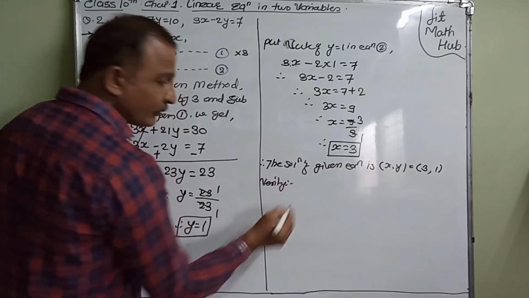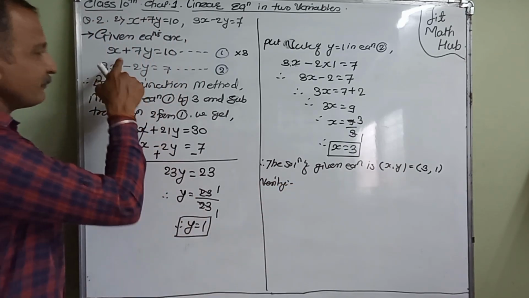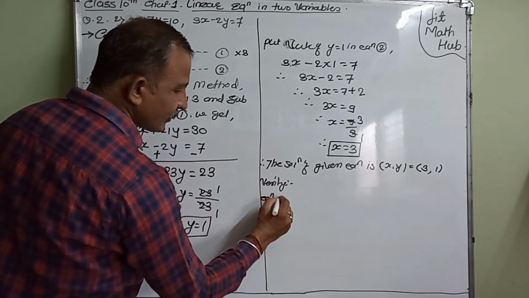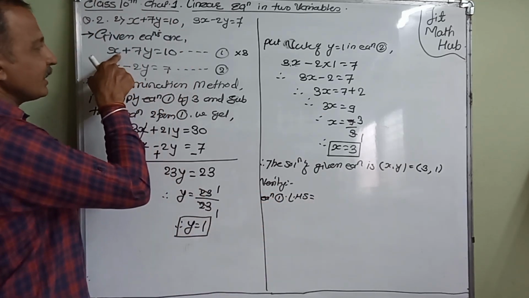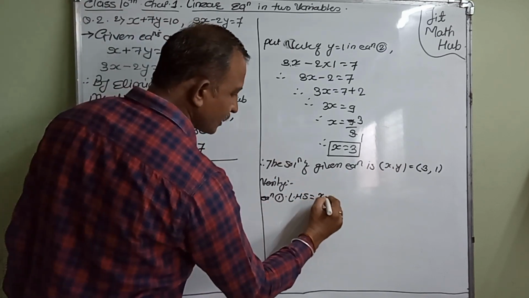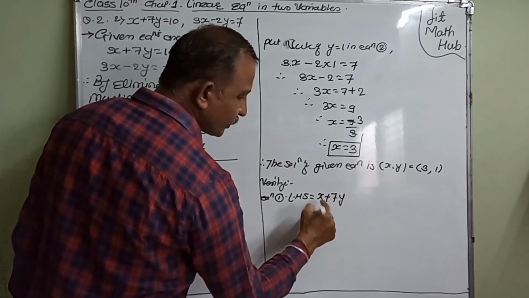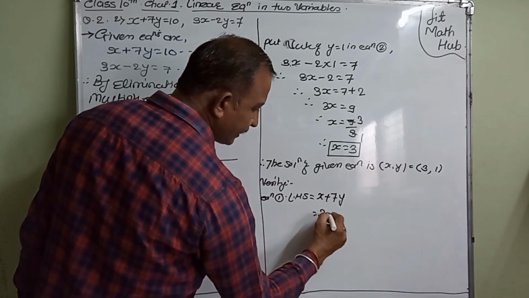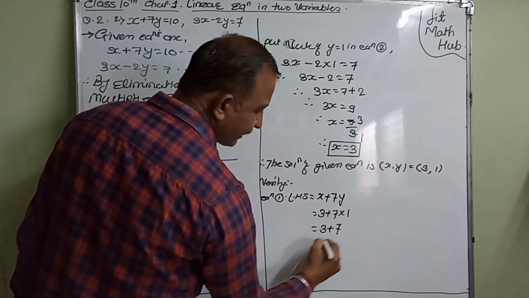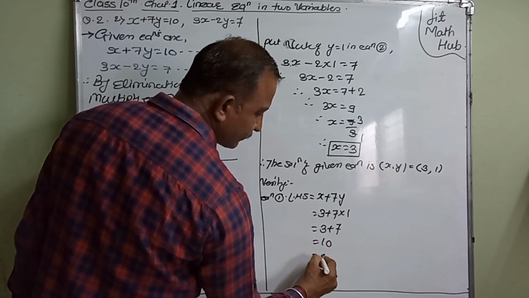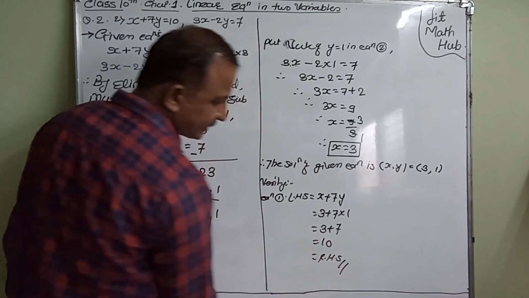In the last two examples we also verified it. So what is the verification? Equation 1 LHS. What is equation 1? x plus 7y. So what is x? x is 3 plus 7 into y is 1. So 3 plus 7 is 10, and that is equal to RHS.